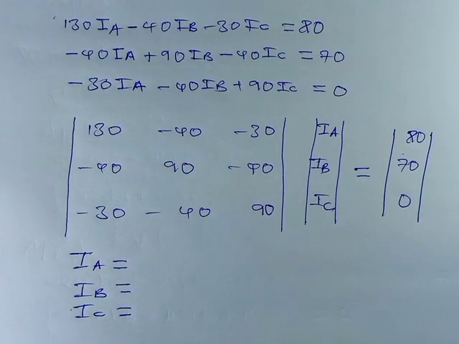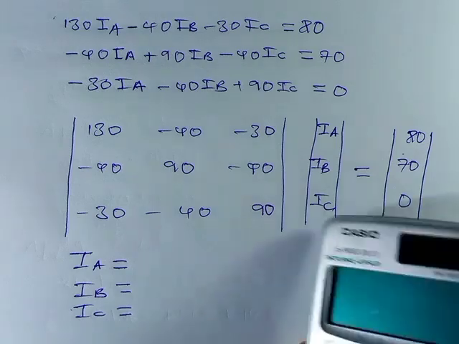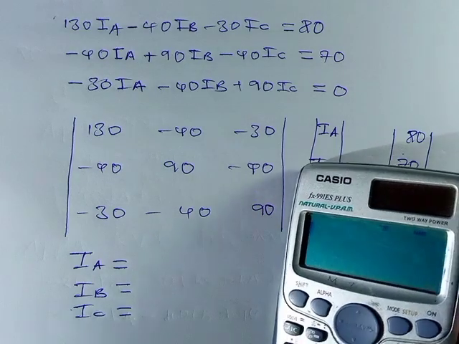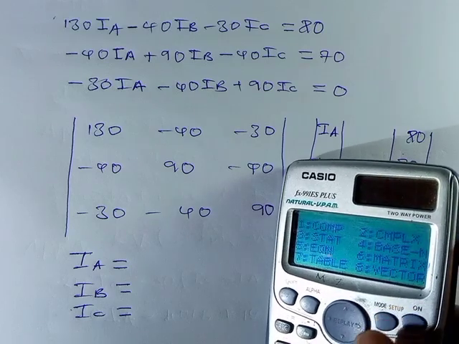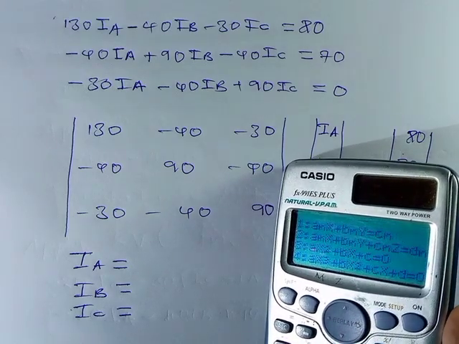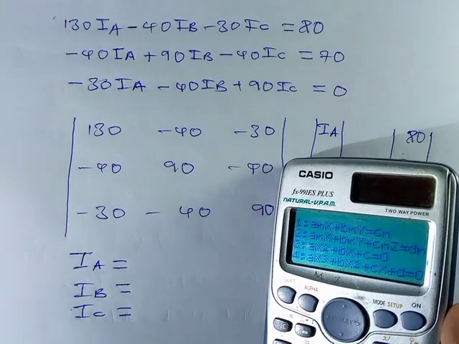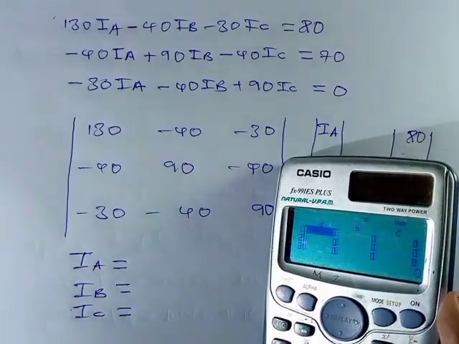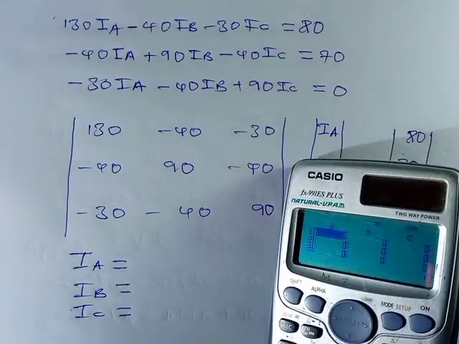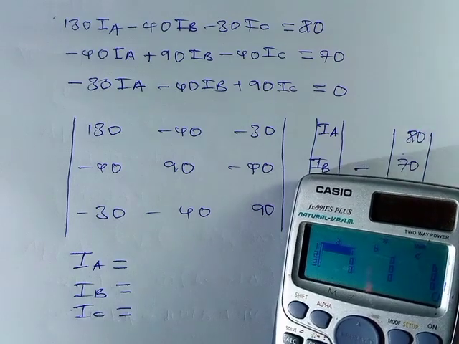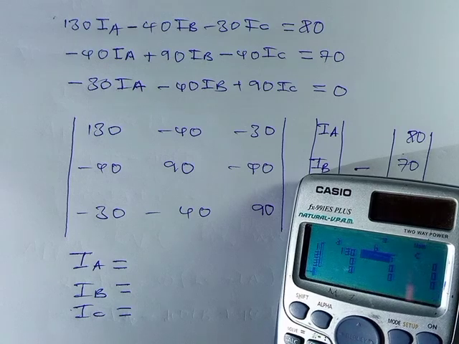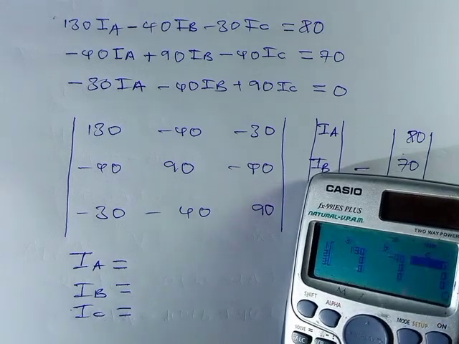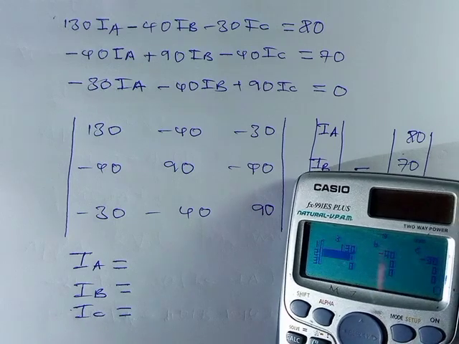Okay, how do you punch this on the calculator? Go on mode and go on 5 and go on 2. You find that it will give you a 3 by 3 matrix. So enter all these numbers until you reach on that given part. I'll say 130, you say equal to, negative 40 equal to, negative 30 equal to, and finally 80. Then it drops.